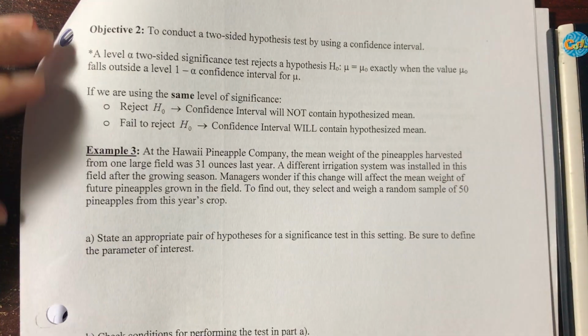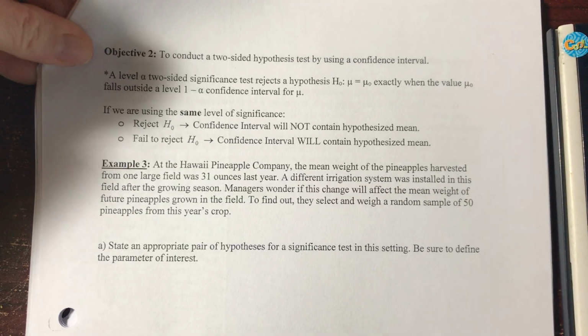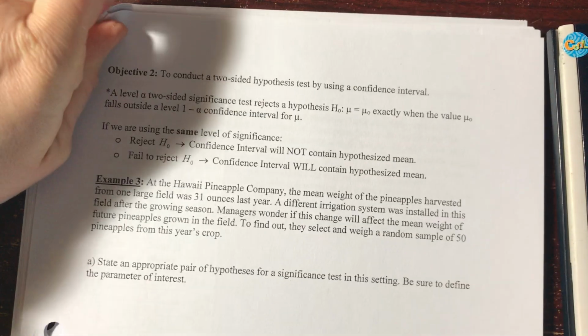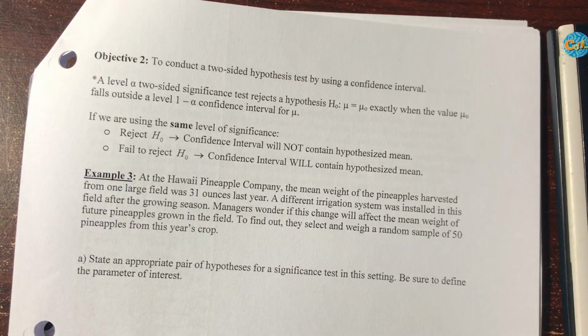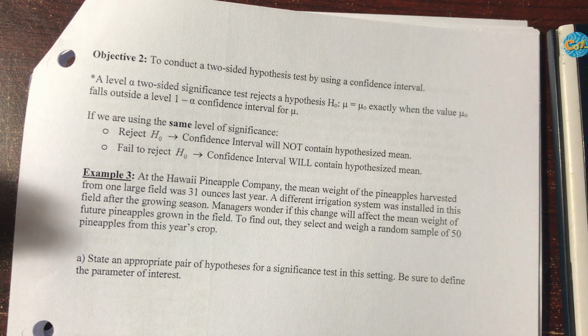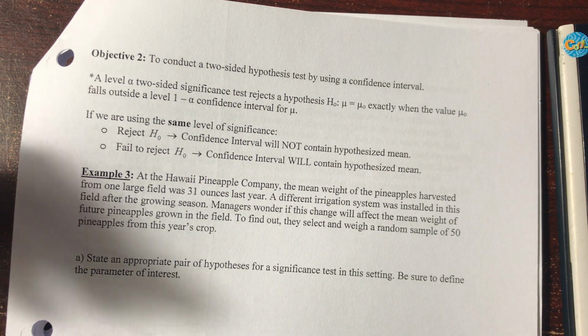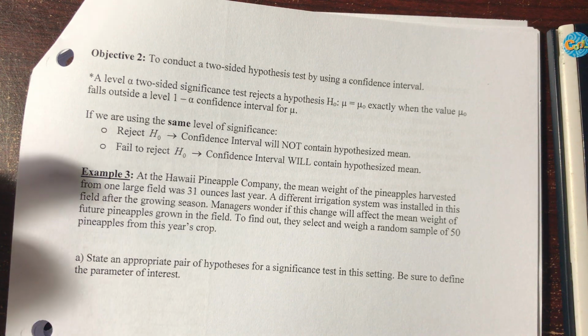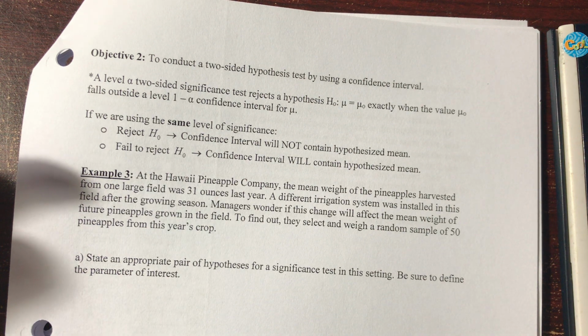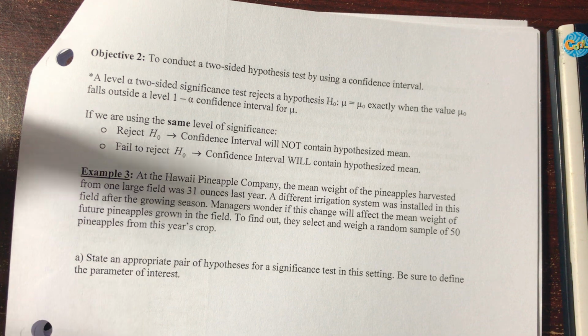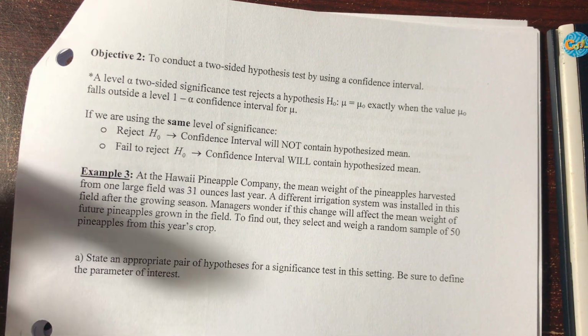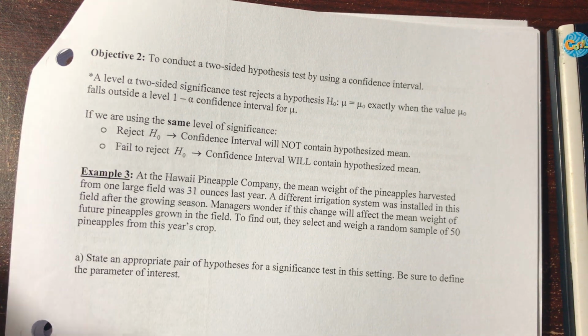Okay, so now what we're going to do is finish up section 9.3. We already did a hypothesis test for section 9.3. So now we want to talk about how to work with a confidence interval as well. Just like what we did when we worked on confidence intervals for proportions, we're going to have the same criteria for confidence intervals with means.